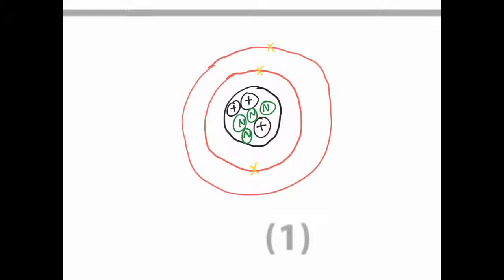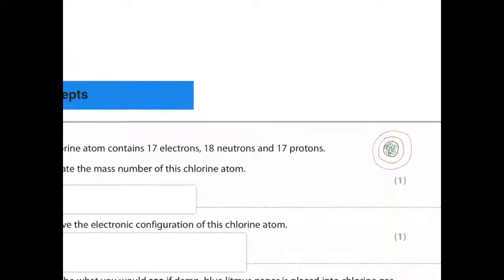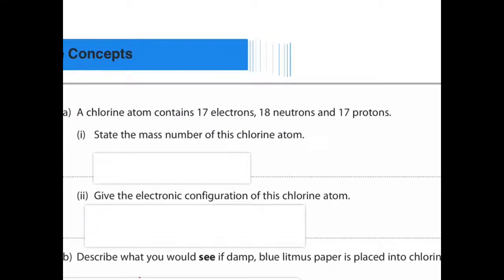The proton number, the atomic number, is just the number of protons, but the mass is the protons plus the neutrons. So this atom here would have an atomic number of 3 protons, and it has a mass of 7. 1, 2, 3, 4, 5, 6, 7. So you can also work out the number of neutrons by subtracting the atomic number from the mass. So, state the mass number of this chlorine atom.